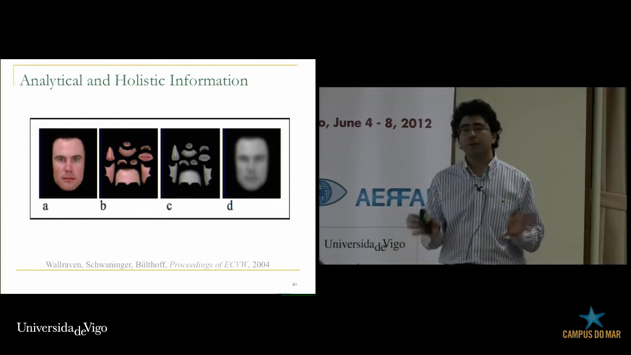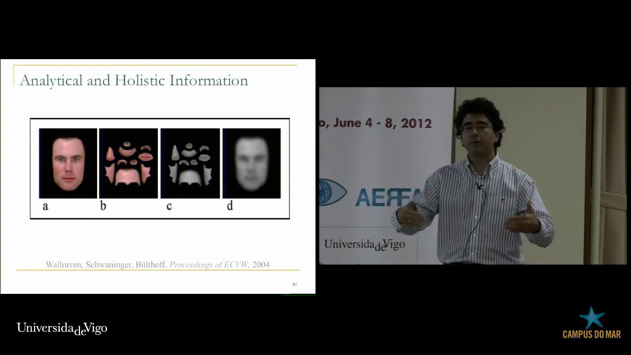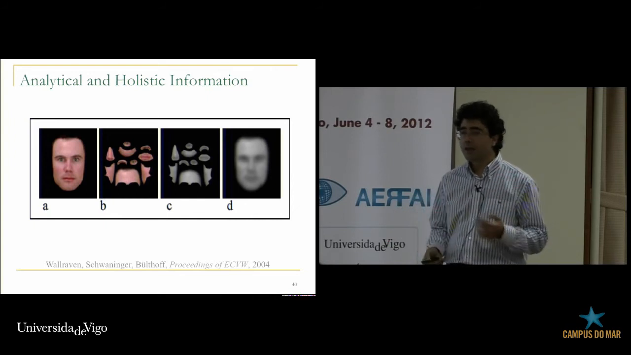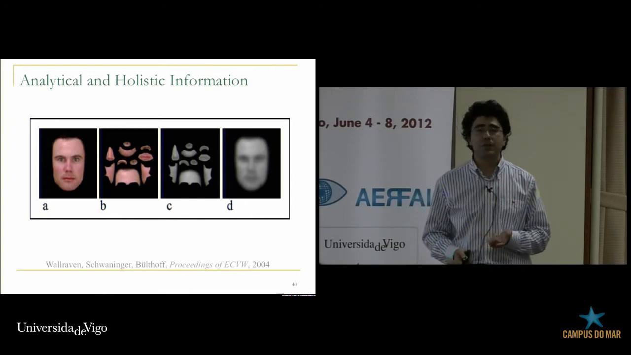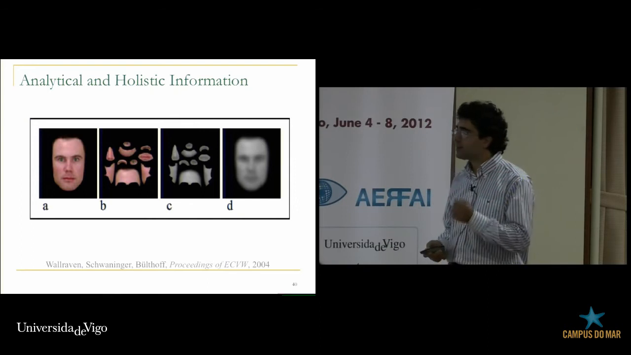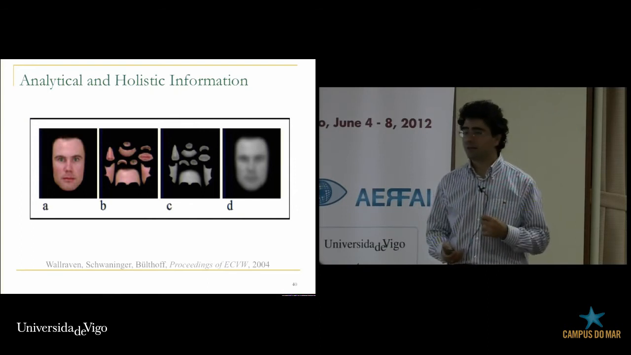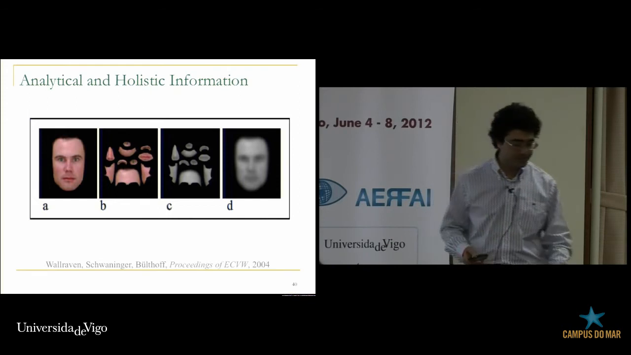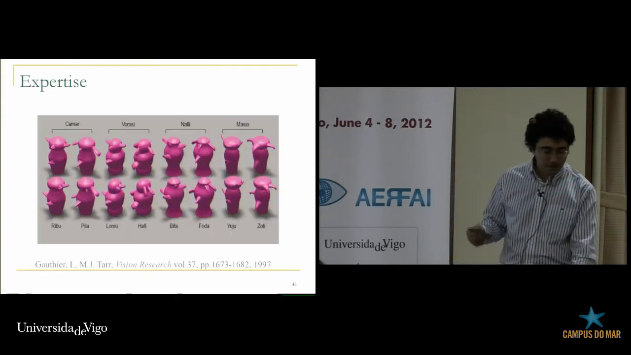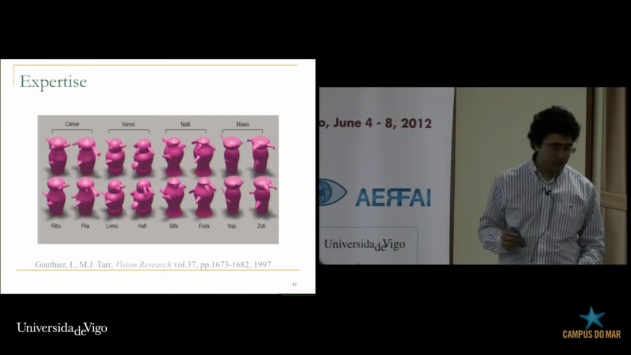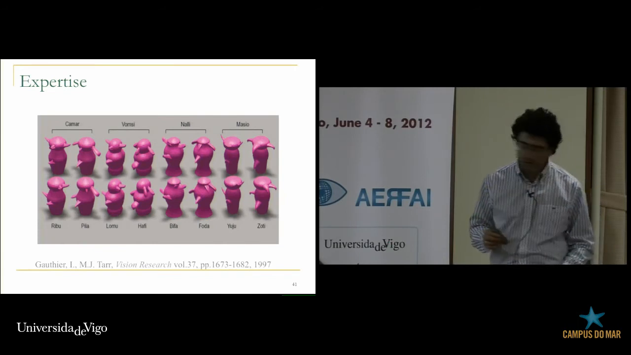So we have two routes of processing faces. Now, this becomes especially important for expression recognition because some of the things we look for in expressions are really very subtle. I'm going to show you a couple of examples later. But there were people also contesting this.